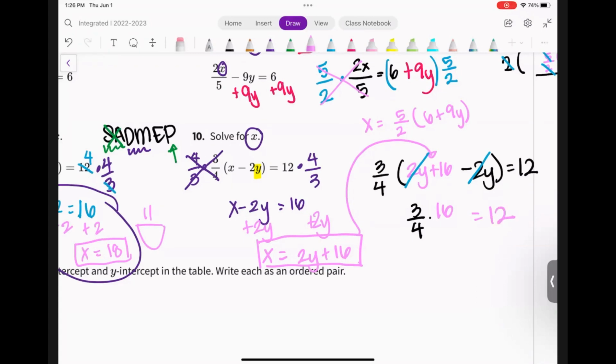All right, does anybody see what we can do now? Does anybody see anything? Yep. This 16 divides by the 4. What's 16 divided by 4, y'all? What's 16 divided by 4? Yeah. And what's 3 times 4?